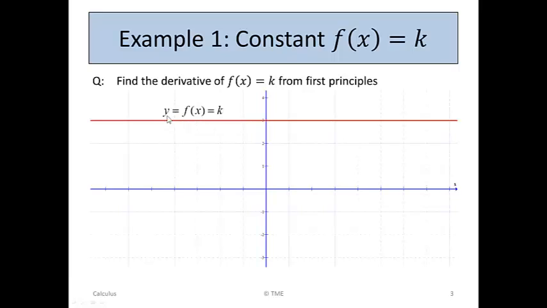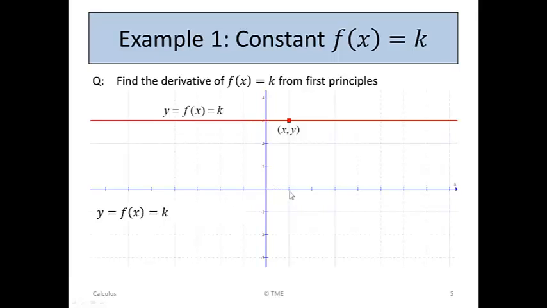Here's a graph of y equals f(x) equals k, where k has a value of 3. So every point along this line, the y value is 3: (0, 3), (1, 3), (2, 3), (minus 2, 3), etc. So there are many lines f(x) equals k parallel to the x-axis. All points on the red line here are of interest. So y is equal to f(x) equals k.